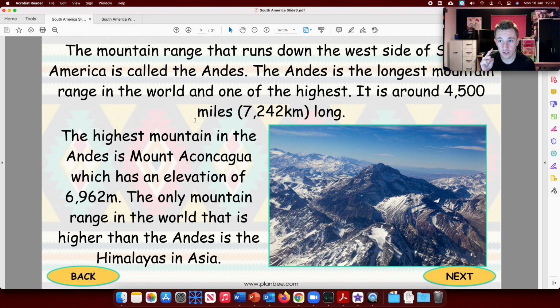Have that image in your head. That's 1 metre. I'm about 1.7 metres, roughly. This is 6,962 metres. So it's about, well, let's say about 4,000 Mr. Kent stood on top of each other, which would be quite painful for the one at the bottom. Anyway, the only mountain range in the world that is higher than the Andes is the Himalayas in Asia.